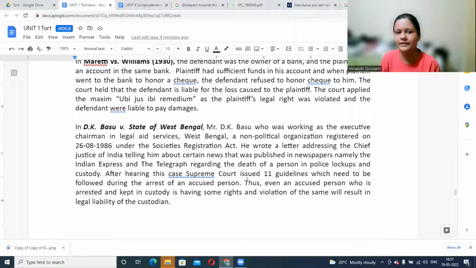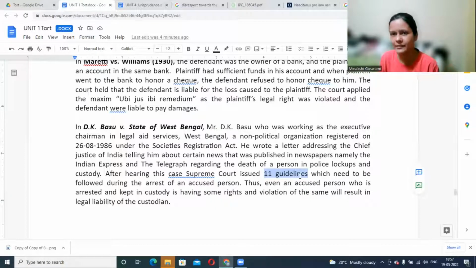He wrote a letter to the Chief Justice of Supreme Court. And he said that this letter that I'm writing is to bring this certain concern to your notice. Please consider it as a public interest litigation. Chief Justice also considered that, yes, it is an important matter. It was considered as a public interest litigation, and Supreme Court issued 11 guidelines, which are followed till now.